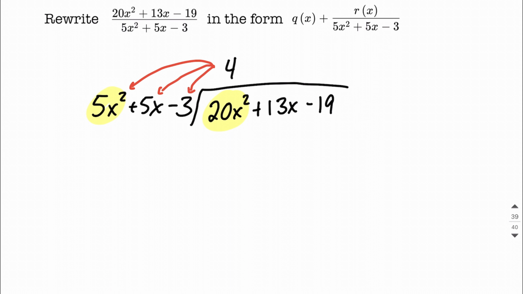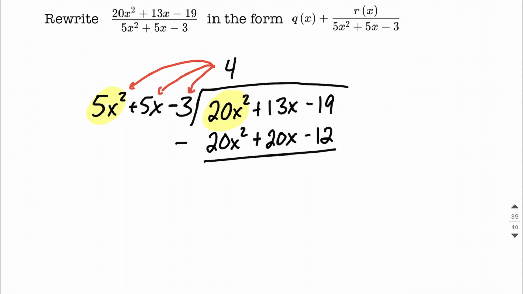So 4 times 5x squared is going to make exactly 20x squared. And then 4 times 5x makes 20x. And 4 times negative 3 makes negative 12. For long division, we always subtract down next. So we've planned it out that the 20x squared minus 20x squared is going to make 0x squared. So I'm going to leave that term off.